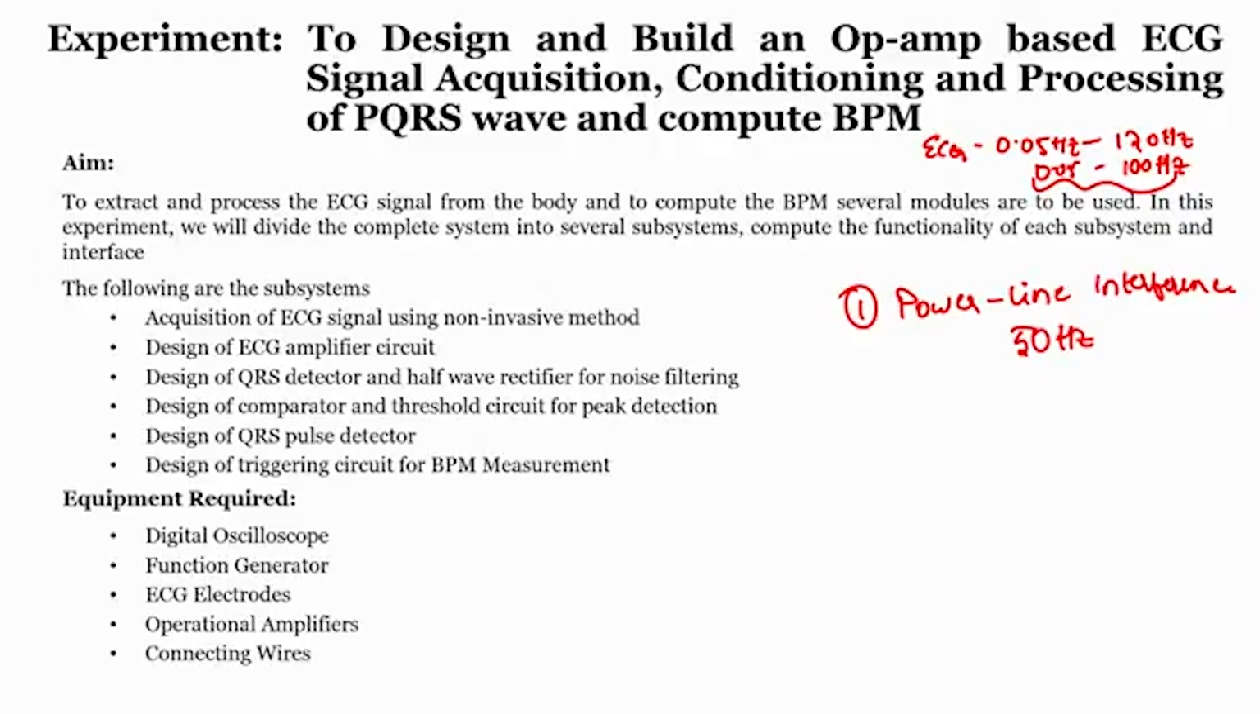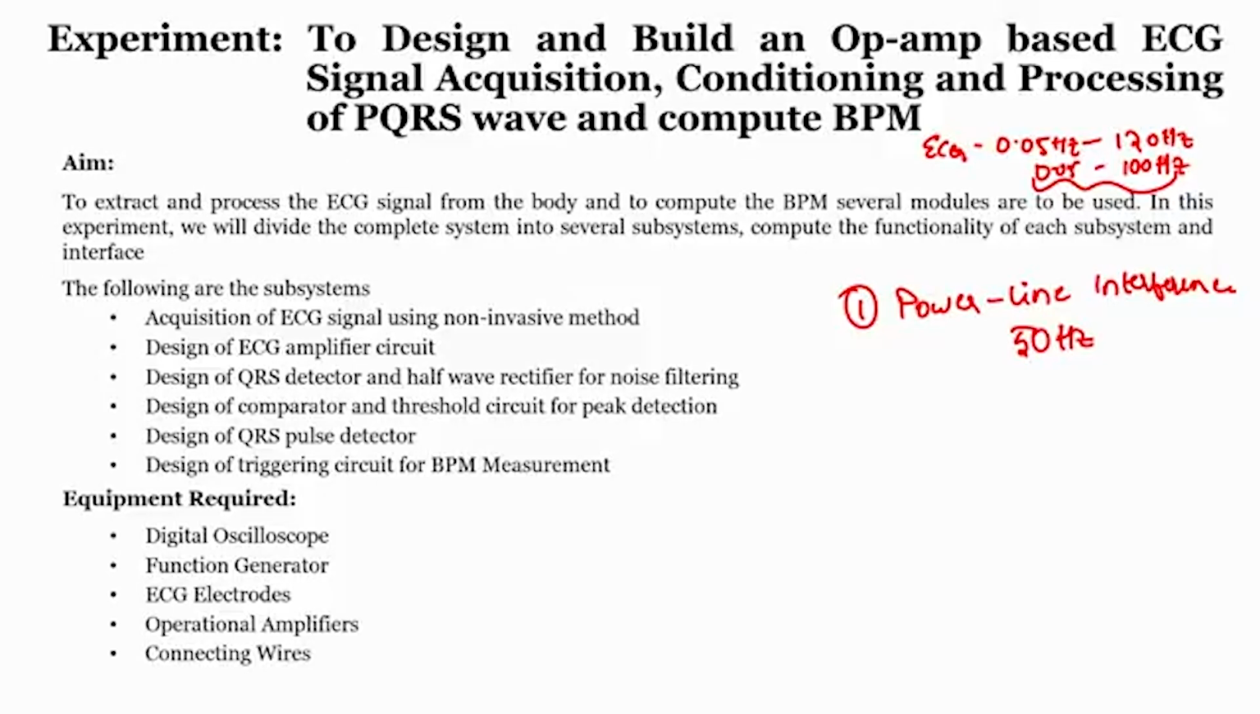If I want to remove the frequencies greater than 100 hertz, that means the odd multiples of the power line interference, 150 and 300 hertz, I can simply pass the signal through a low pass filter so that frequencies greater than 100 hertz cannot pass. Other than 50 hertz, the other odd multiples of the power line interference can be completely filtered out.